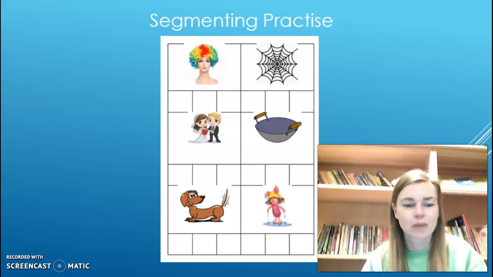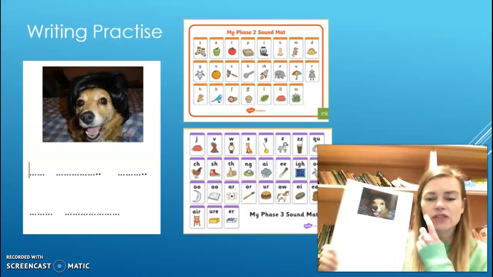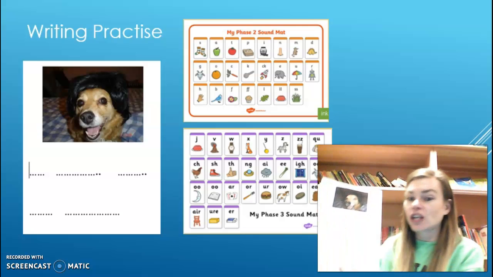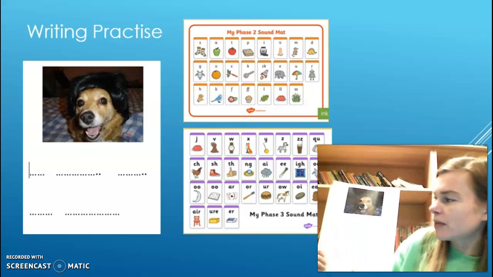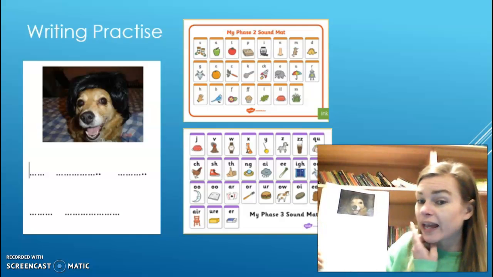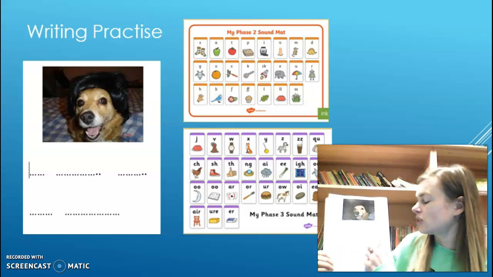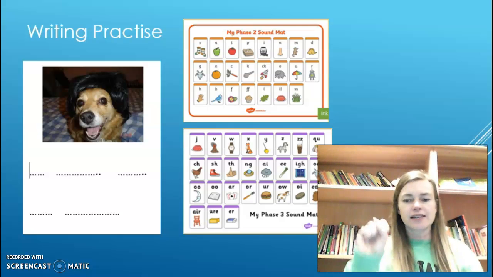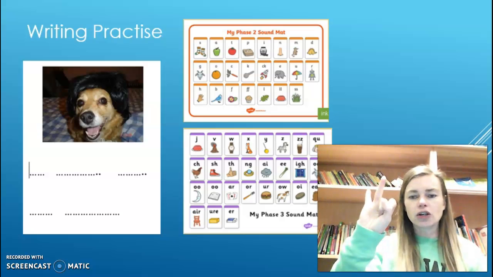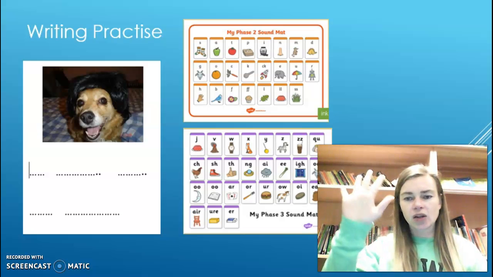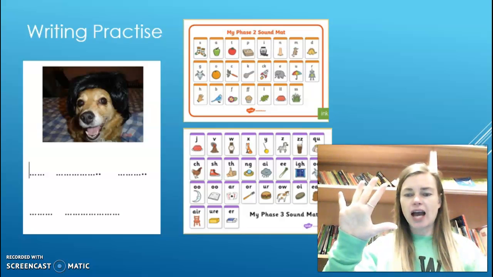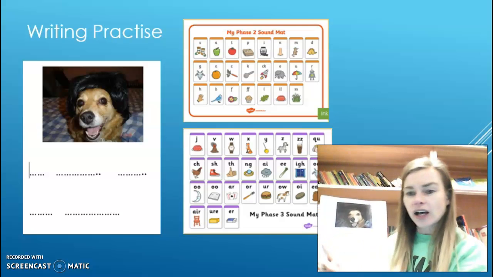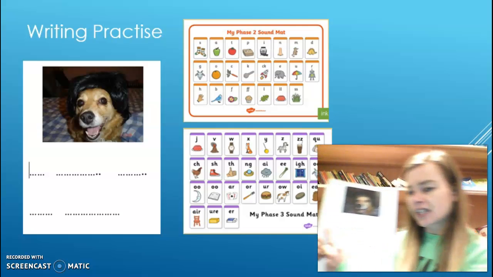Thank you. Right, reception, your final challenge for today is a writing challenge. You're going to be doing this sheet. On this sheet, you will see there is a picture of a dog in a wig. Then you have got magic lines underneath for you to write on. So let's count how many words there are in our sentence. A dog in a wig. How many words do we have? That's right, 5 words. So you're going to write a word on each of these lines.